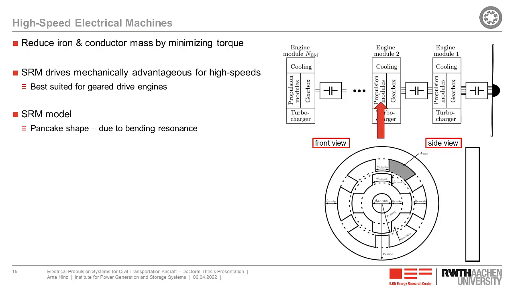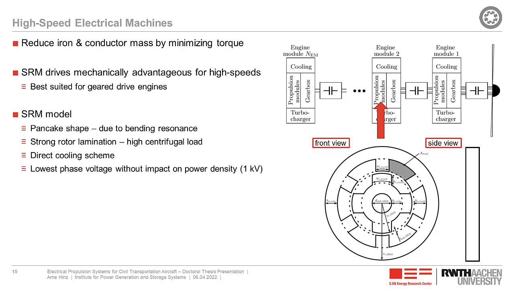Our switched reluctance machine needs to be in pancake shape due to limitations by bending resonance. Further, we need a very strong rotor lamination to withstand the high centrifugal load. And we will apply a direct cooling scheme to decouple the heat rejection from magnetic flux conduction. Further, we will apply the lowest phase voltage without impact on power density, which is in our case 1 kilovolt. And we will select the efficiency and winding temperature rather to facilitate a preheated design. And in our case, we will choose 95% efficiency and 27 degrees C operation temperature.